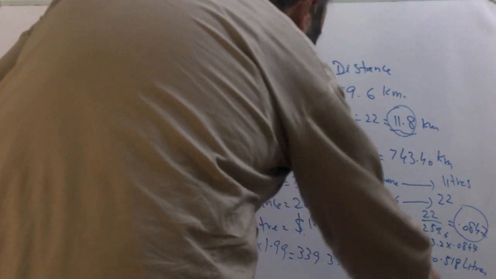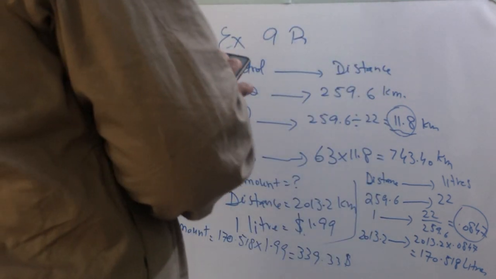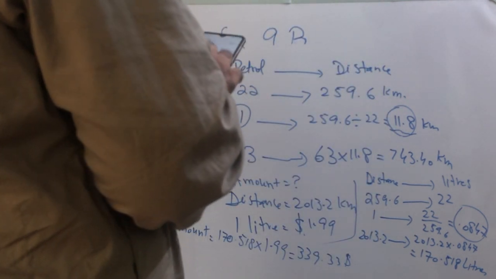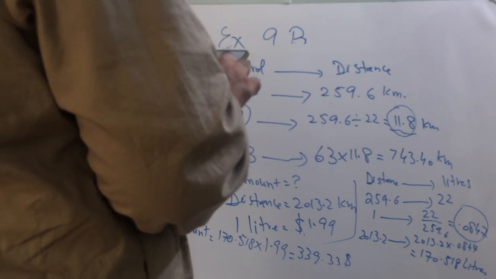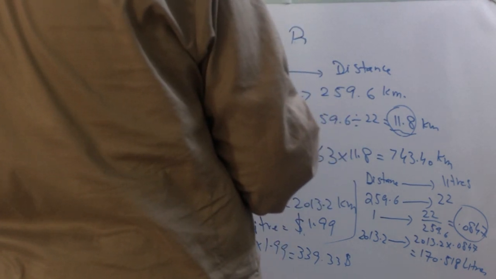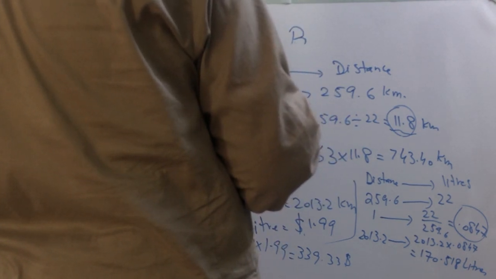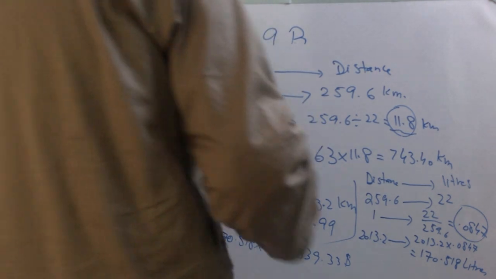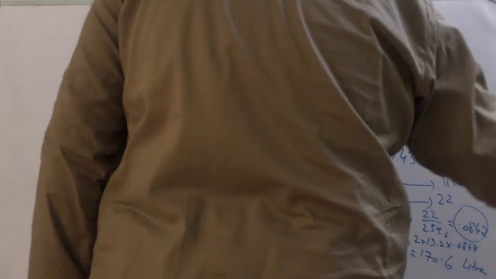339.33. We have just rounded off here, so that's why there is a slight difference. It was 22 divided by 259.6, which becomes 0.0847457. If we multiply this whole answer with 2013.2, actually we get 170.6. We just rounded off this number. It was 0.0847 something more.